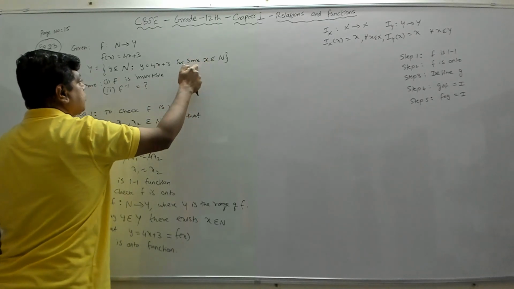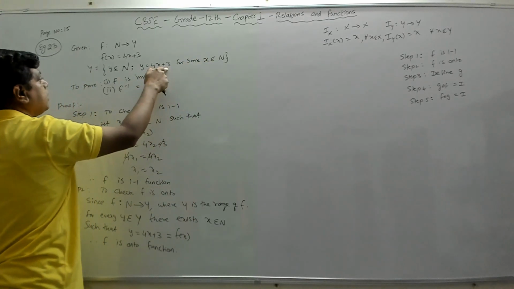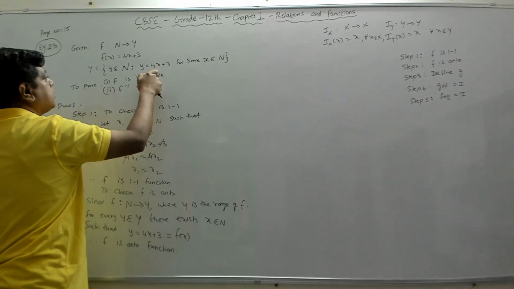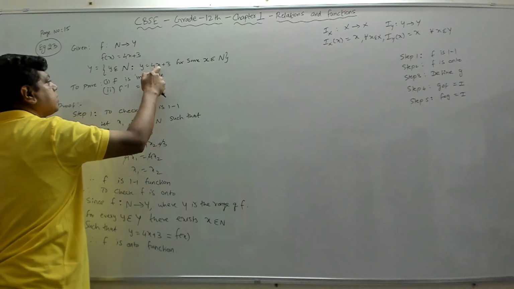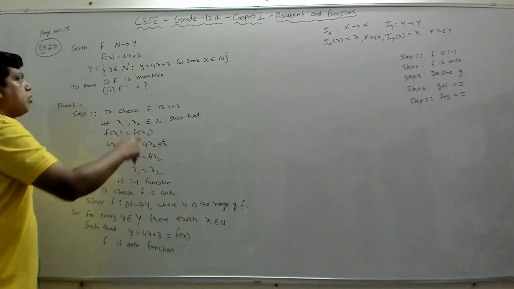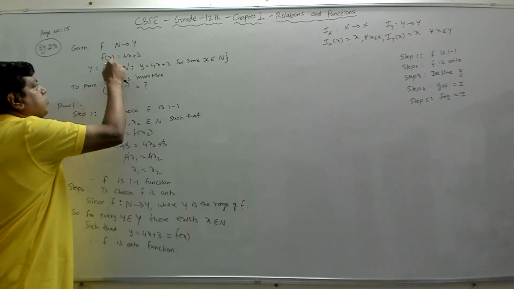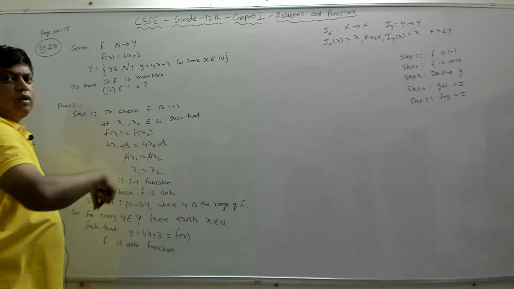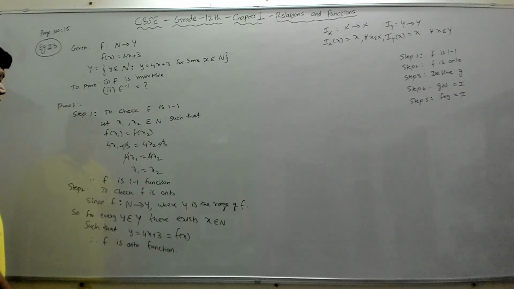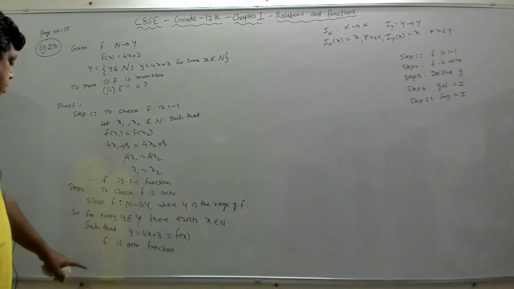For every y, it is of the form y equals 4x plus 3 for some x in n. So for any y you take from here, that y will be in this form where x will come from the domain set. So y equals 4x plus 3, and 4x plus 3 is what? F of x. So every y is in the form y equals f of x, where x belongs to the domain set n. So we have proved that f is onto.